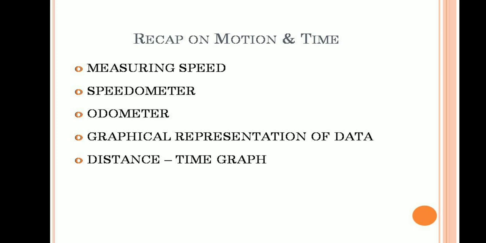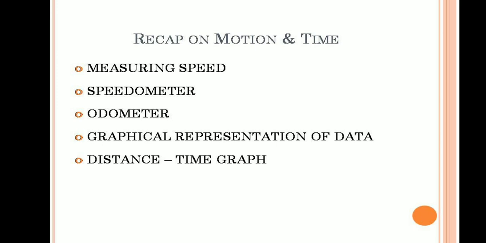Measuring speed. We already know the formula to find speed. Speed is equal to distance by time. Speedometer. It is a device used in vehicles such as cars and trucks to measure the speed in kilometer per hour. Odometer. It is a device which measures the distance traveled by a vehicle in meters or kilometers.